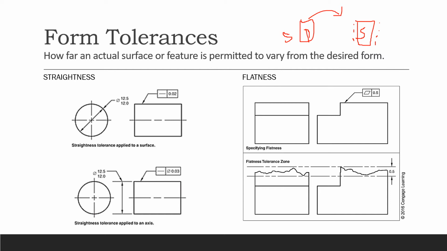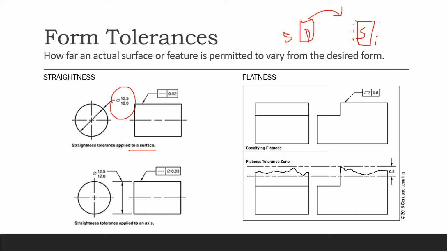So here's straightness and then flatness. It's a little bit different. The straightness is right here. Here we're looking at a surface, and here is our tolerance, 12.5, and we can go to 12. So that's lower limit and that's our upper limit.